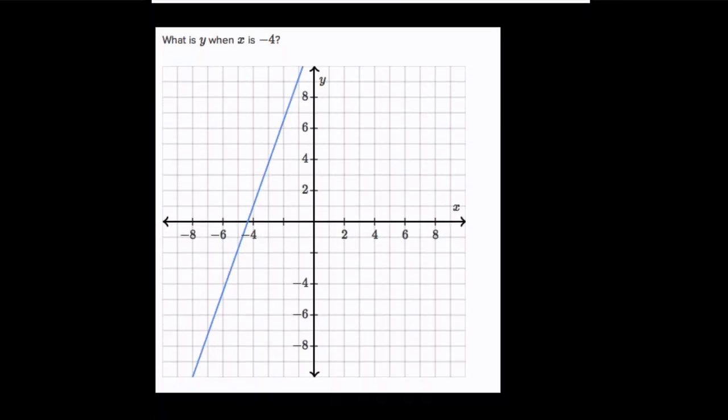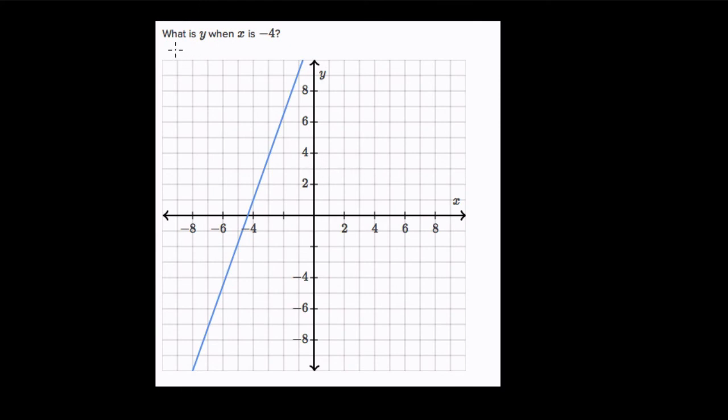The other types of questions they ask you are a little bit more specific. They'll say something like, what is the value of y when x is negative 4? That means on the line, when x is negative 4, that's right here. Where would you be on the y value on the line? Well, that's this point right here. At this point, x is negative 4 and y is up 1, so it's the point (-4, 1). That means on this line, when x is negative 4, y is 1.